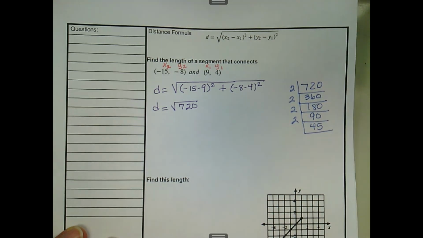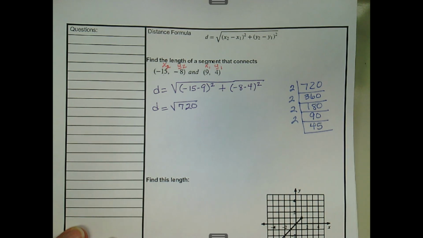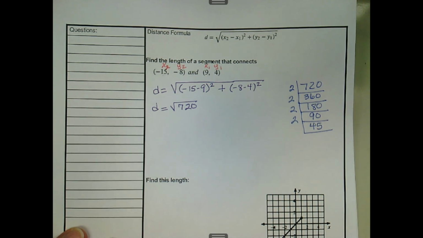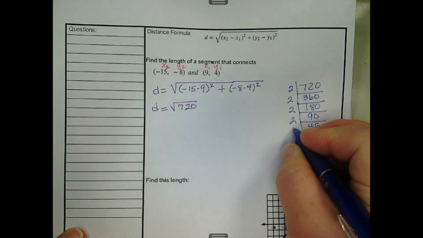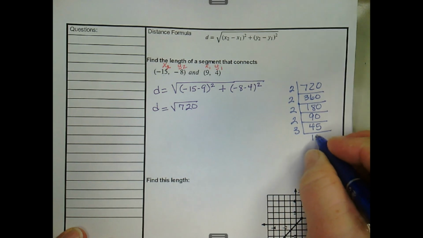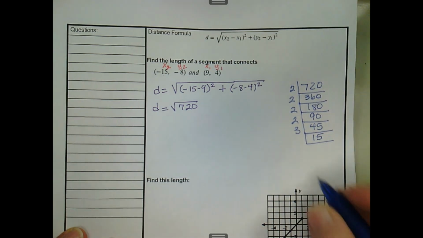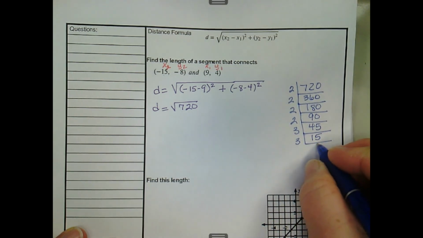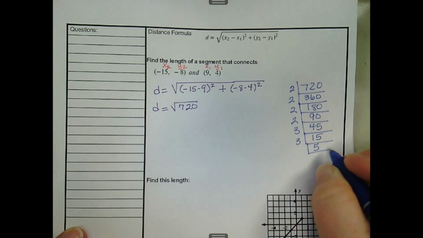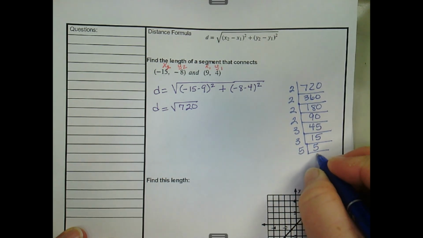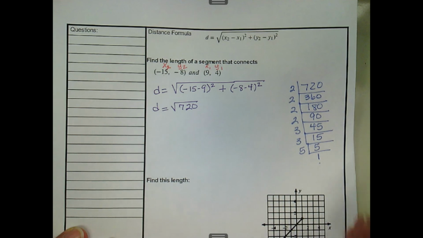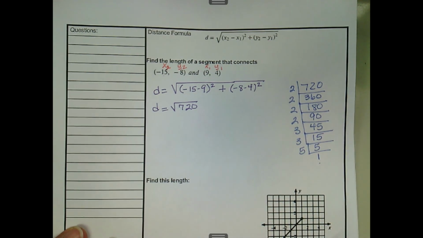45 is not even. Can I divide it by 3? 4 plus 5 is 9. 9 is divisible by 3. So 45 is divisible by 3. I get 15. 15 is divisible by 3. I get 5. 5 is prime. So 5 divided by 5 is 1. When you hit 1, it's done.